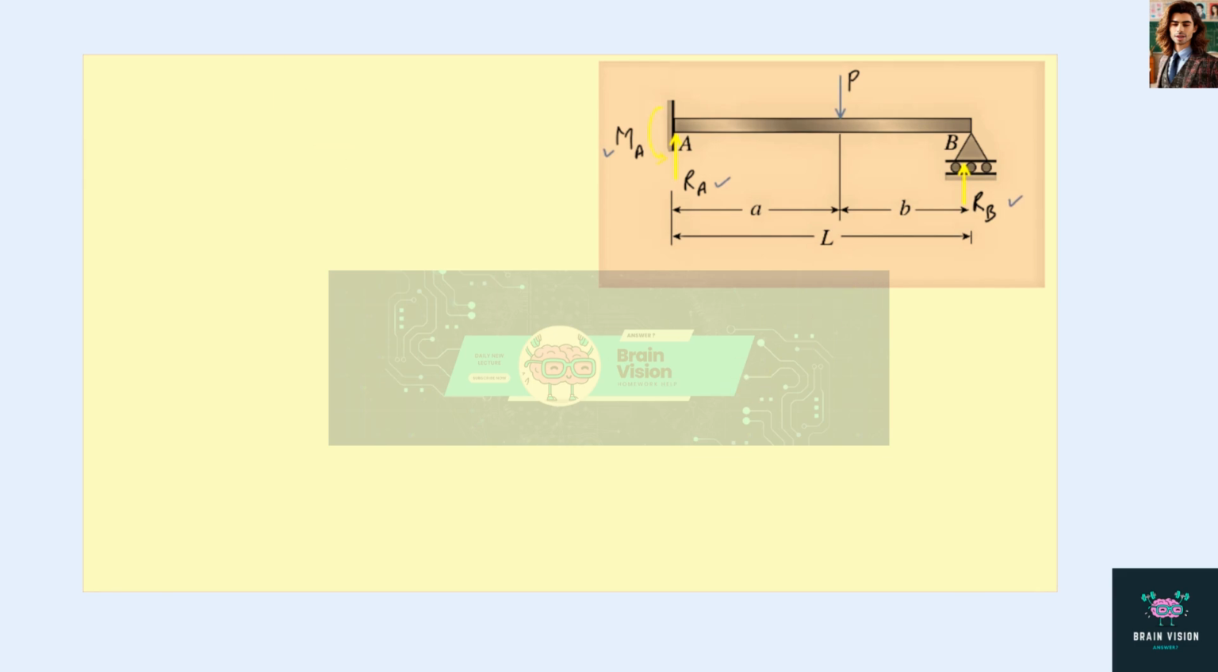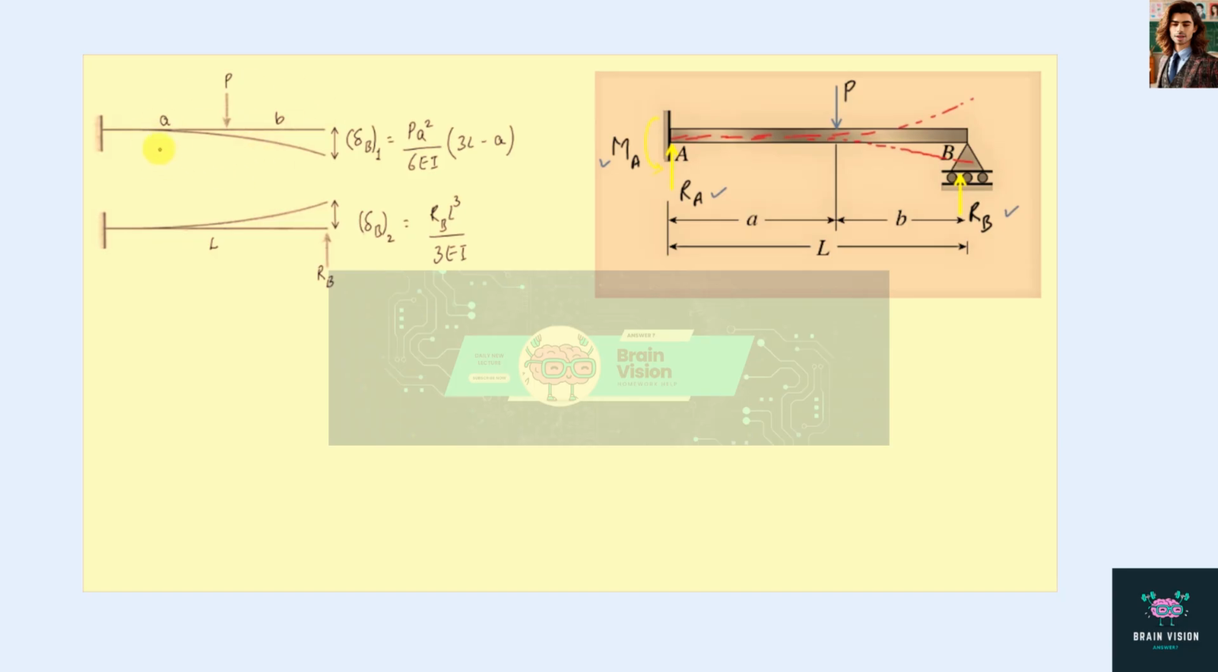To solve this problem, we'll be using the superposition principle. If we consider that this support is not there, then the deflection would be like this. It would behave like this. And now if we consider that this load is not acting, then the deflection diagram would be like this. Now let us make a more schematic diagram of the deflection.